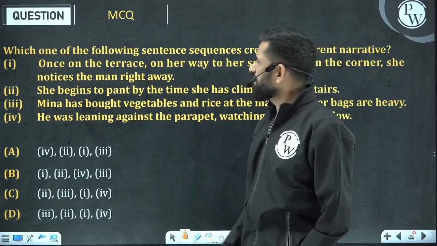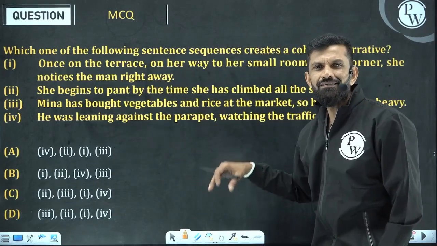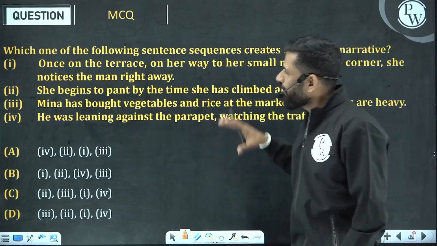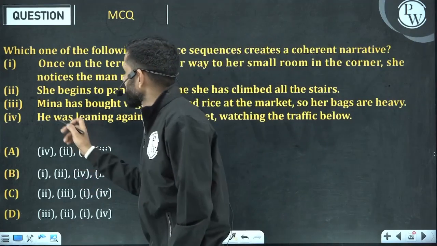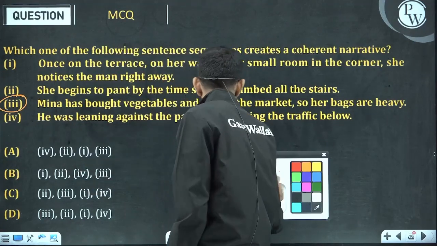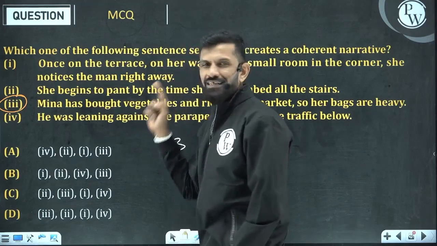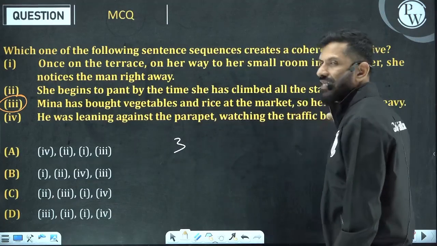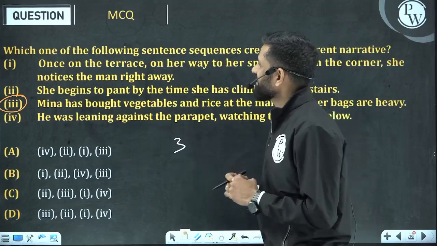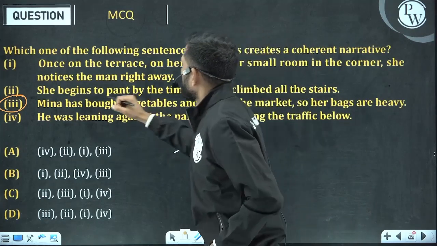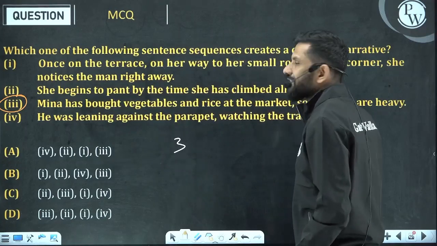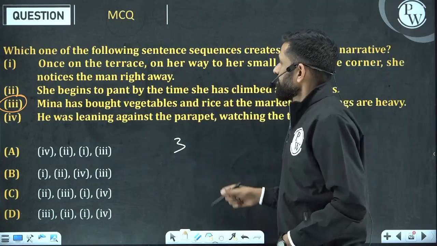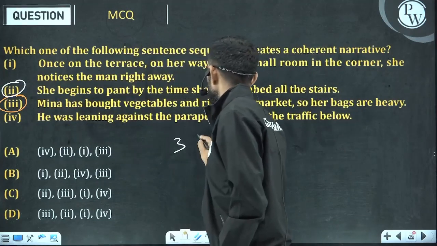My dear friend, important here you can see she, he, but when we talk about a pronoun, there should be a noun in the starting of the paragraph. So by that only you can say where they started from. That is, first it should be 3. The paragraph starts here: Meena has bought vegetables and rice at the market, so her bags are heavy. Now the bags are heavy. So what is she doing? She begins to pant by the time she has climbed all the stairs. So obviously if the bag is heavy, she was feeling tired climbing the stairs. So the second one will be this one. So next it will be 2.